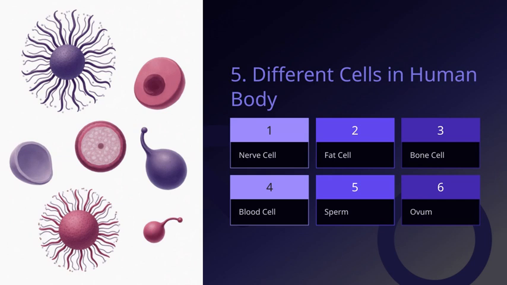Then there's the sperm cell, a specialized reproductive cell that carries genetic information for reproduction. Following that, we have the bone cell, which helps maintain and strengthen our skeletal structure. Lastly, the ovum, or egg cell, is crucial for reproduction as the female reproductive cell. Each of these cells has a unique structure and function, but together, they highlight the incredible diversity and specialization within our bodies. This diversity is what enables us to perform a wide range of biological functions seamlessly.